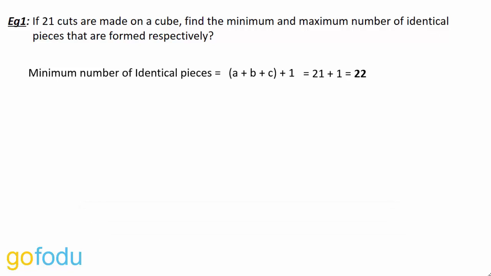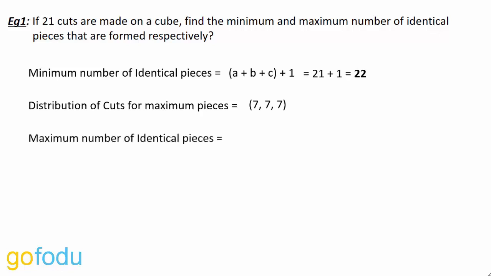But for maximum pieces, we will distribute the cuts equally along the 3 dimensions. To distribute cuts for maximum pieces, we take the total and we divide it by 3. 21 divided by 3 is 7. So the cuts along length, breadth and height will be 7, 7 and 7. Maximum number of identical pieces will be (A plus 1) into (B plus 1) into (C plus 1), which is (7 plus 1) into (7 plus 1) into (7 plus 1), which in turn gives us 8 cube, or say 512 as the final answer.